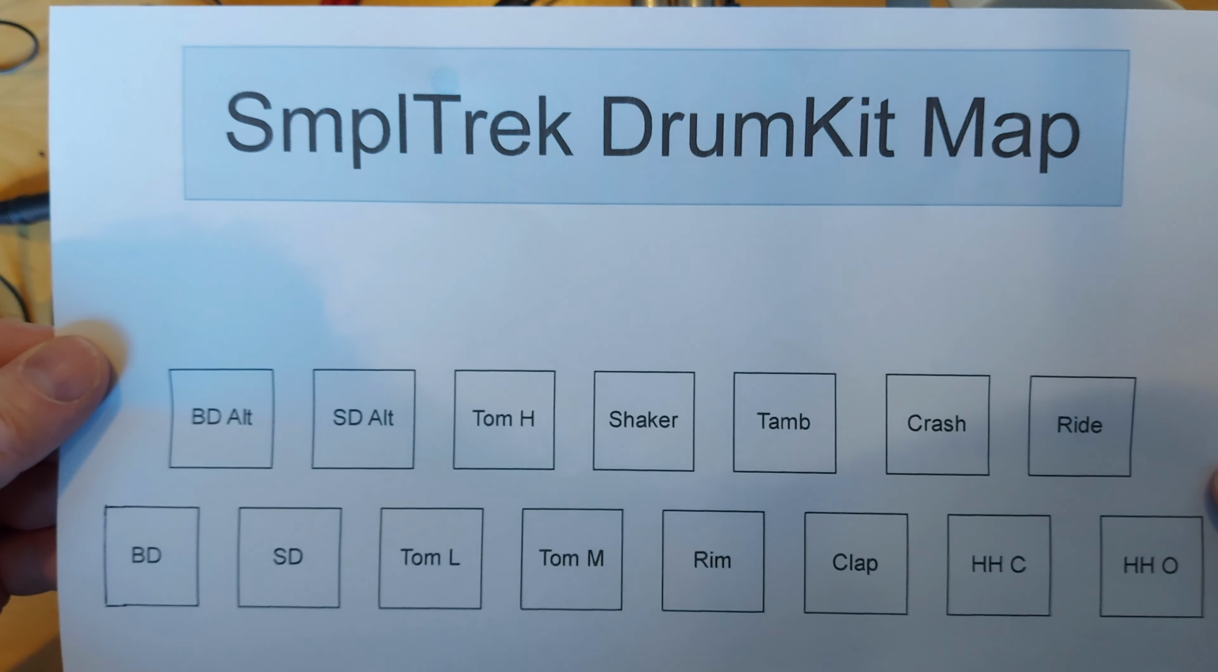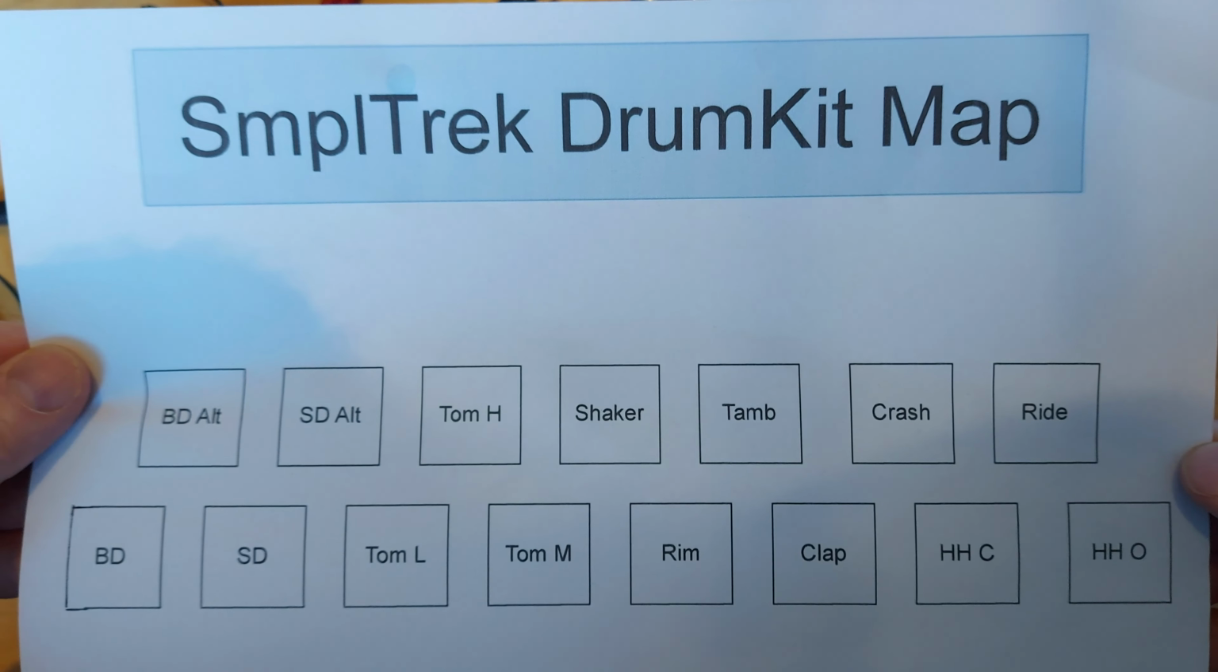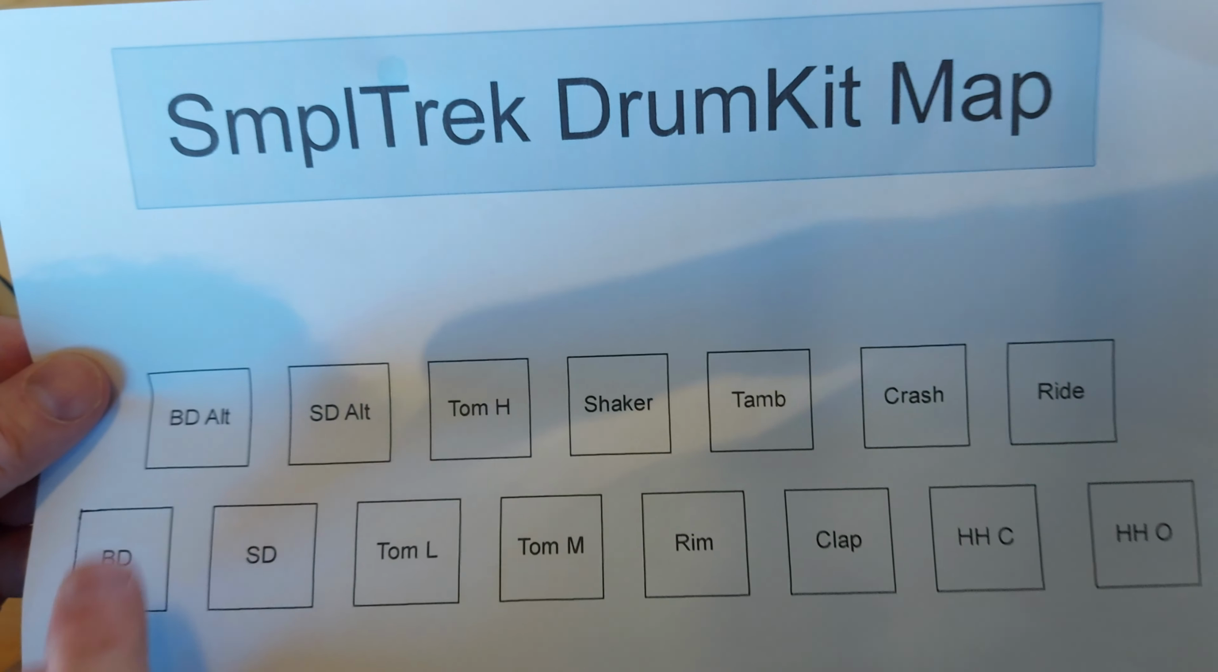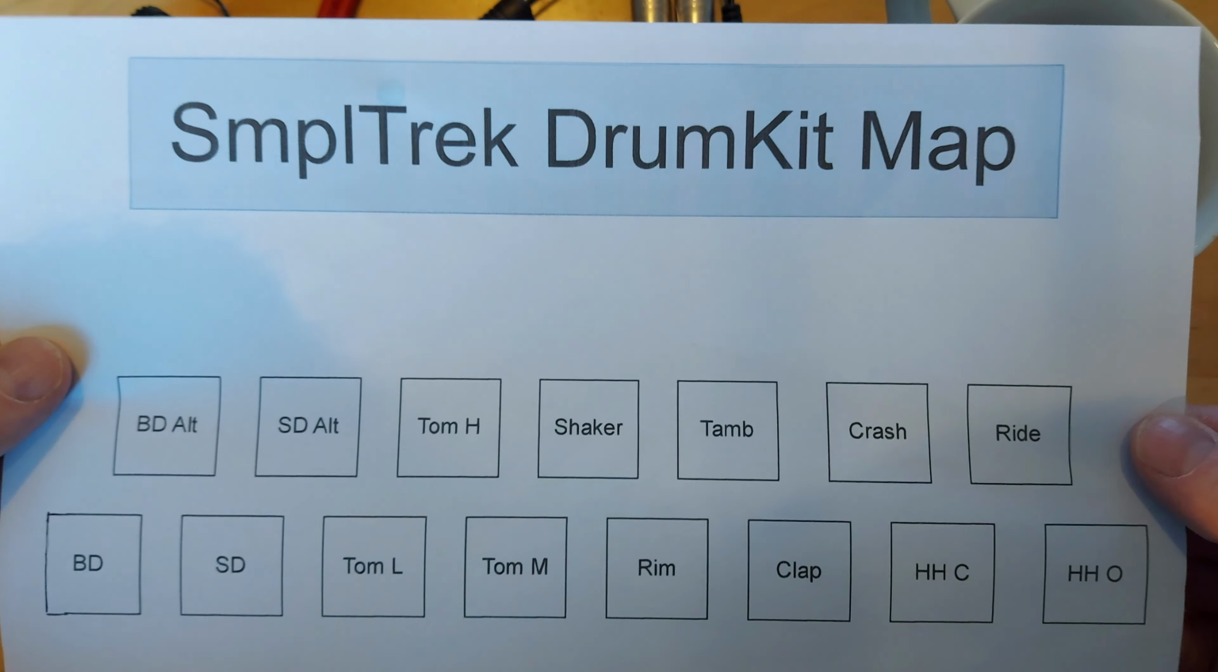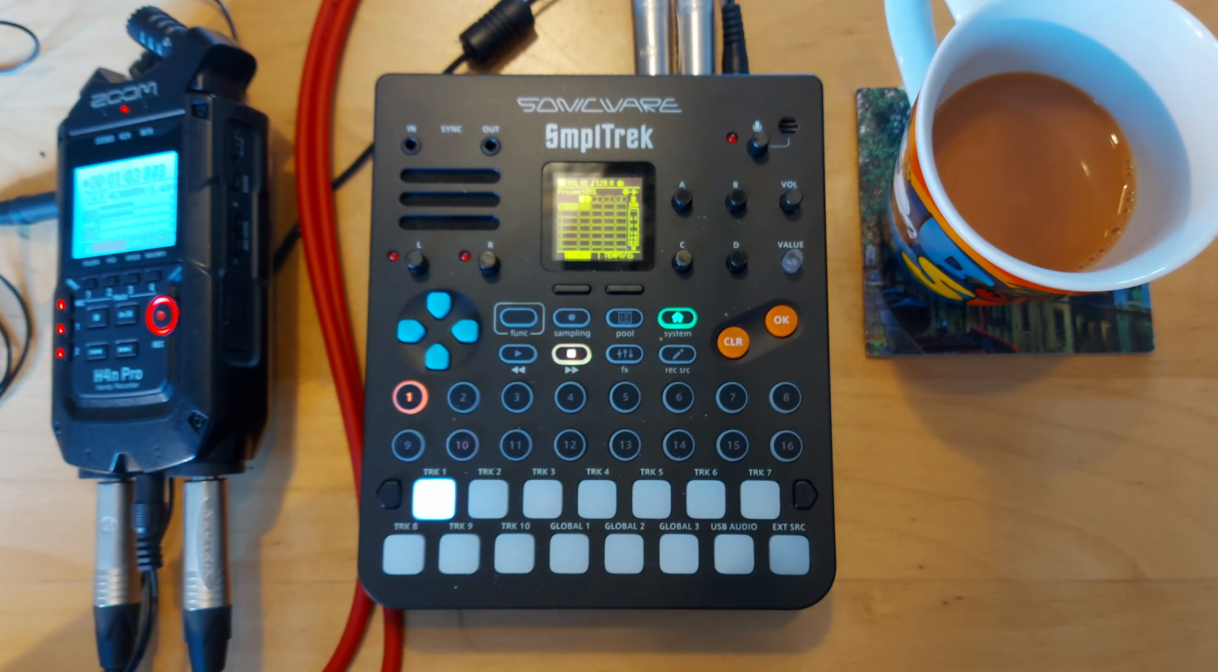So here I've created a little chart to think about how I'm going to lay out those samples on the pads. So here we have bass drums, snare drums and toms, rim, clap, hi-hats. Just a handy little guide. You might want to do something similar.